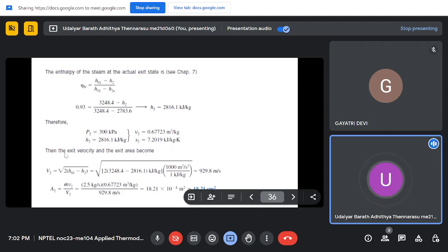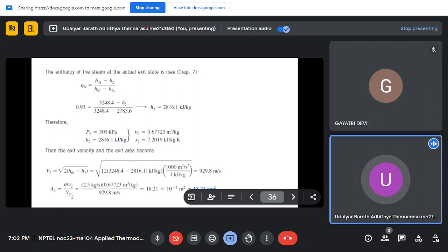So now the exit velocity and the exit area. V2 is square root of 2 into (H01 minus H2), the same as what we saw in the previous case. We know H01, the stagnation enthalpy at inlet, and H2 we have also calculated. On substituting this, we get 929.8 meters per second.